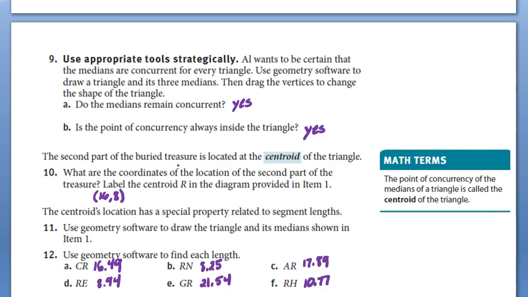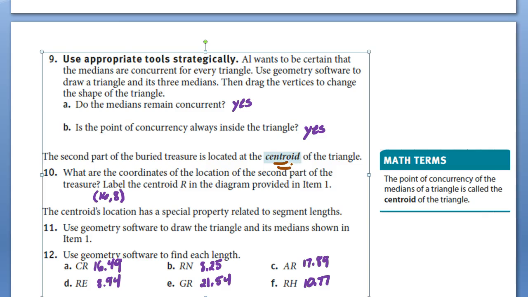The second part of the buried treasure is located at the centroid of the triangle. That's the vocabulary word for the point of concurrency of the medians. So we had the word orthocenter yesterday for the point of concurrency of the altitudes, and today we have the vocab word centroid for the point of concurrency of the medians.